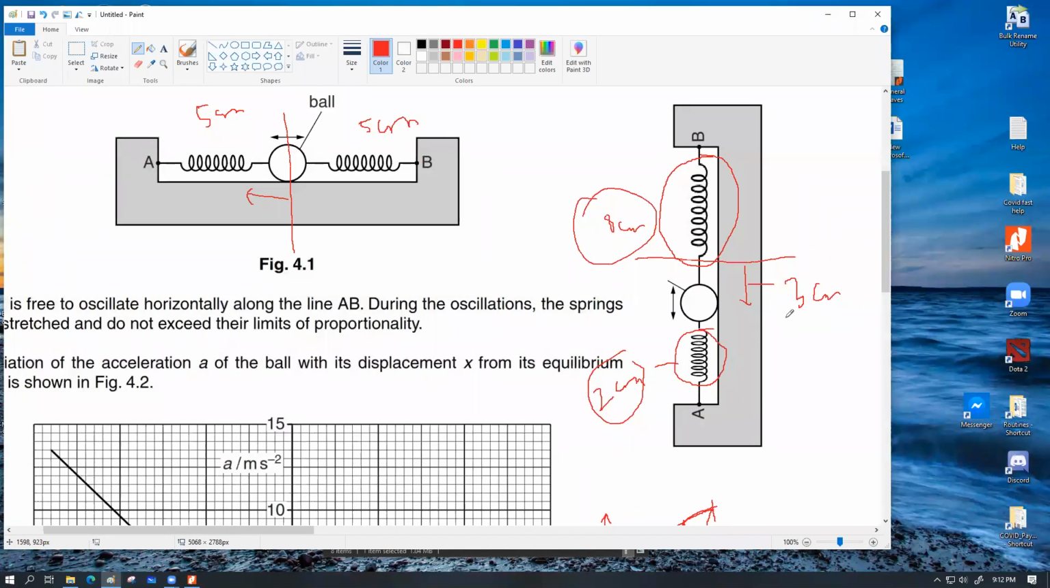That's why they wrote the words it may not be extended. May not be extended means it might be at its original length, it might be compressed. May not be extended means it could be anything. Think about it. May not.